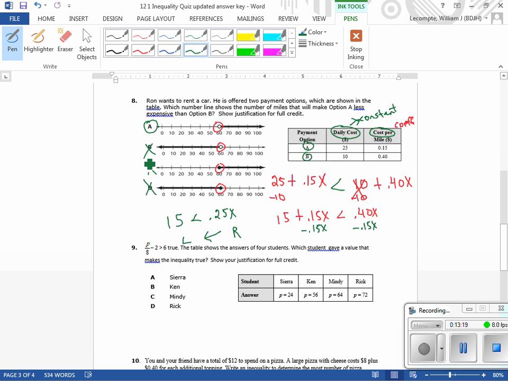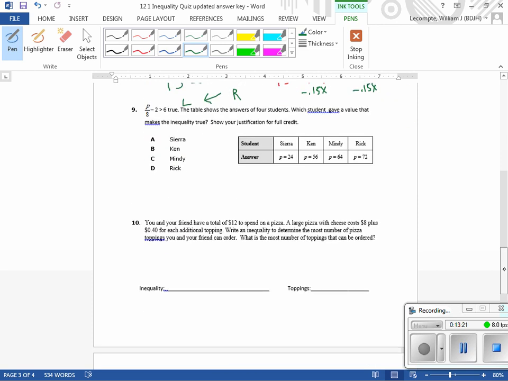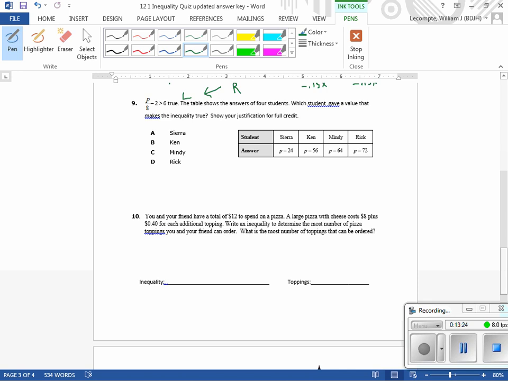A lot of kids struggled with this one. A lot of kids chose Mindy, right? Well, Mindy is not correct because if I put 64 in for P and I subtract 2 away, is that greater than 6? 64 divided by 8 is 8, minus 2 is greater than 6. And this gives me 6 is greater than 6, and that is not true.